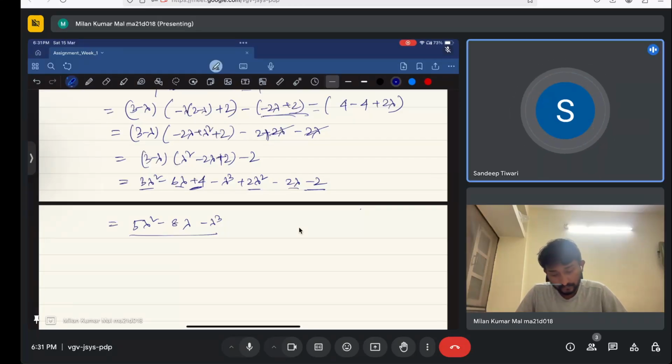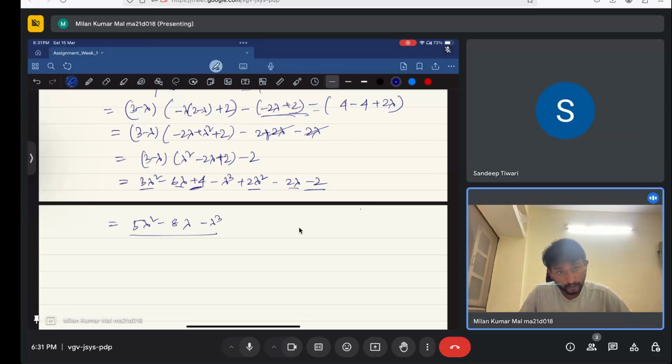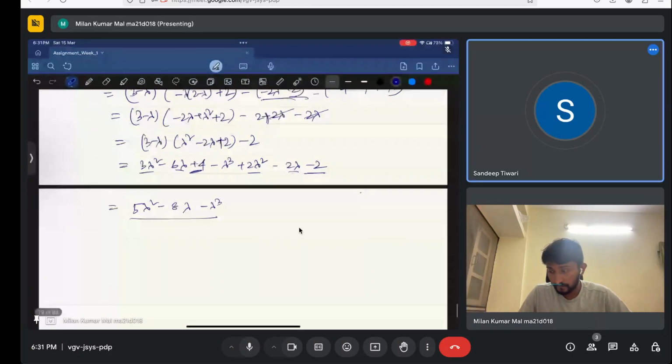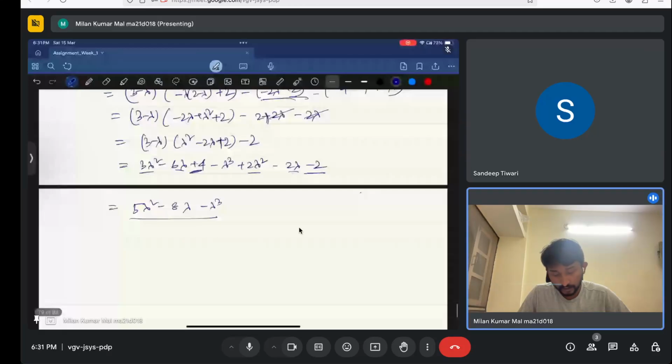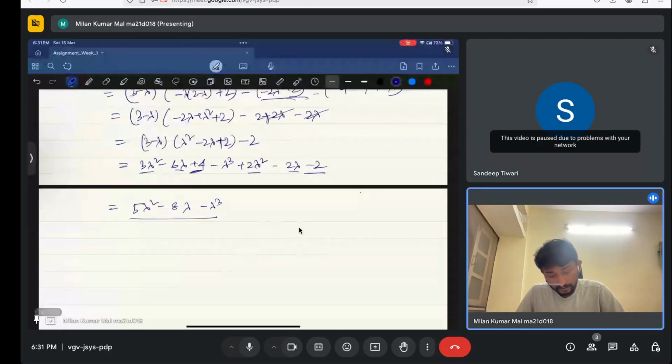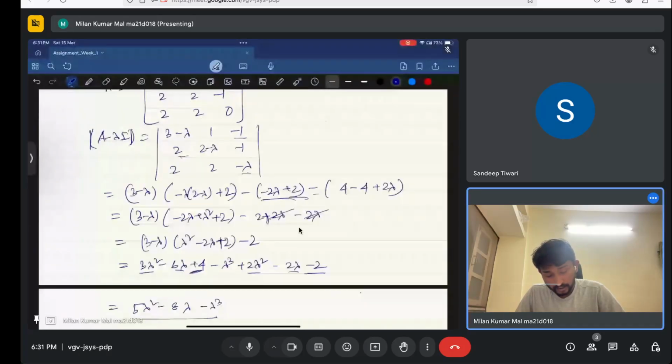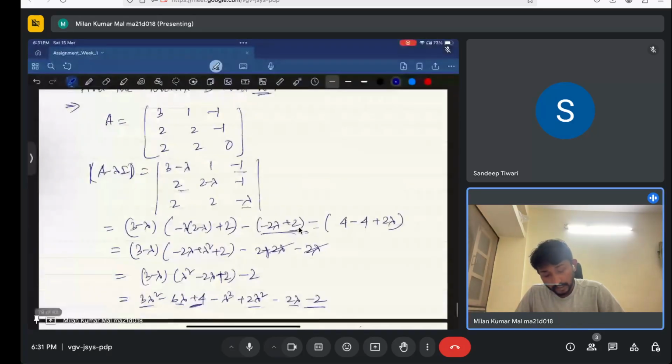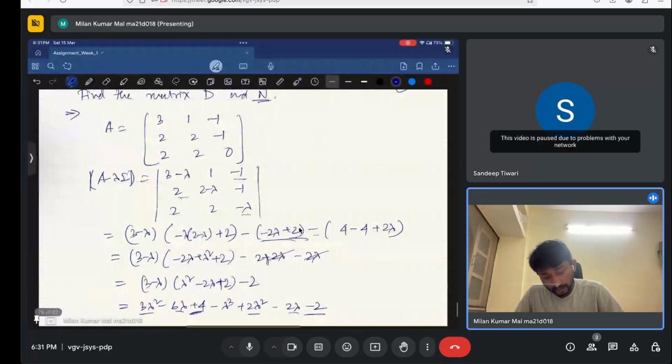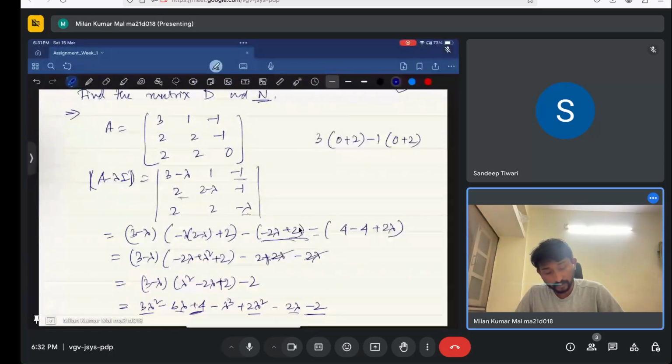Okay, the determinant I am getting is 4. Determinant is 4, right? Yes, sir. So if determinant is 4, then I am making a mistake. That's true. So let's check the determinant. 3 into 0 minus, plus 2 minus 1 into 0 plus 2 minus 1 into 4 minus 4, that is 0. That doesn't affect anything.